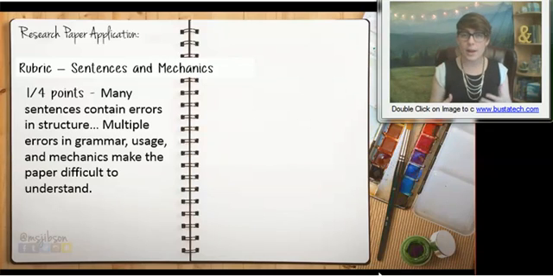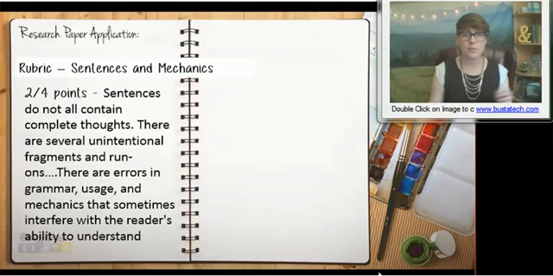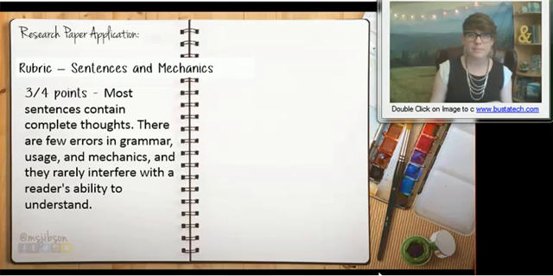So if you get 1 out of 4 points, if you're level 1, many of your sentences contain errors in structure, multiple errors in grammar, usage, and mechanics, making the paper difficult to understand. Not where you want to be. If you get 2 out of 4 points, it means sentences do not all contain complete thoughts. There are several unintentional fragments and run-ons. There are errors in grammar, usage, and mechanics that sometimes interfere with the reader's ability to understand.